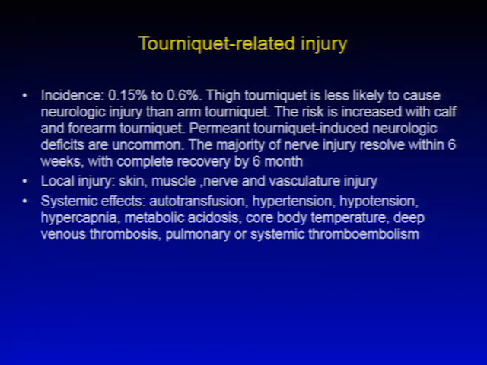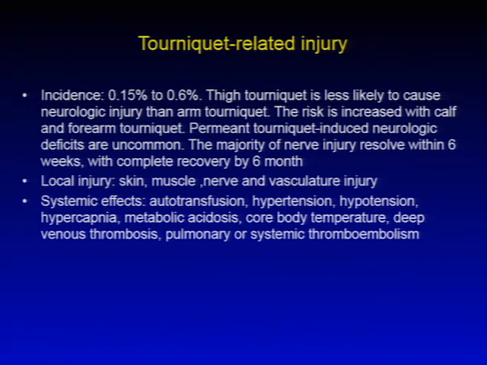The incidence of a tourniquet-related injury is about 0.15% to 0.6%. Thigh tourniquet is less likely to cause a neurological injury than arm tourniquet. The risk is increased with cuff and forearm tourniquet. Permanent tourniquet-related neurological deficits are uncommon. The majority of nerve injuries resolve within 6 weeks, with complete recovery by 6 months.